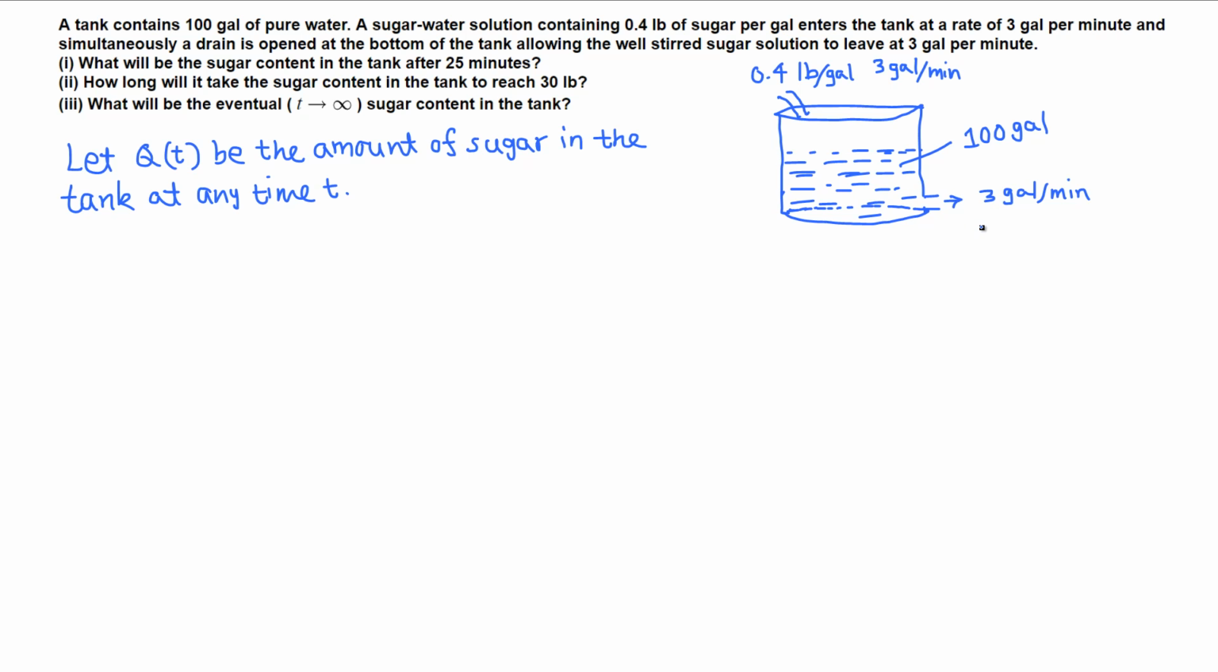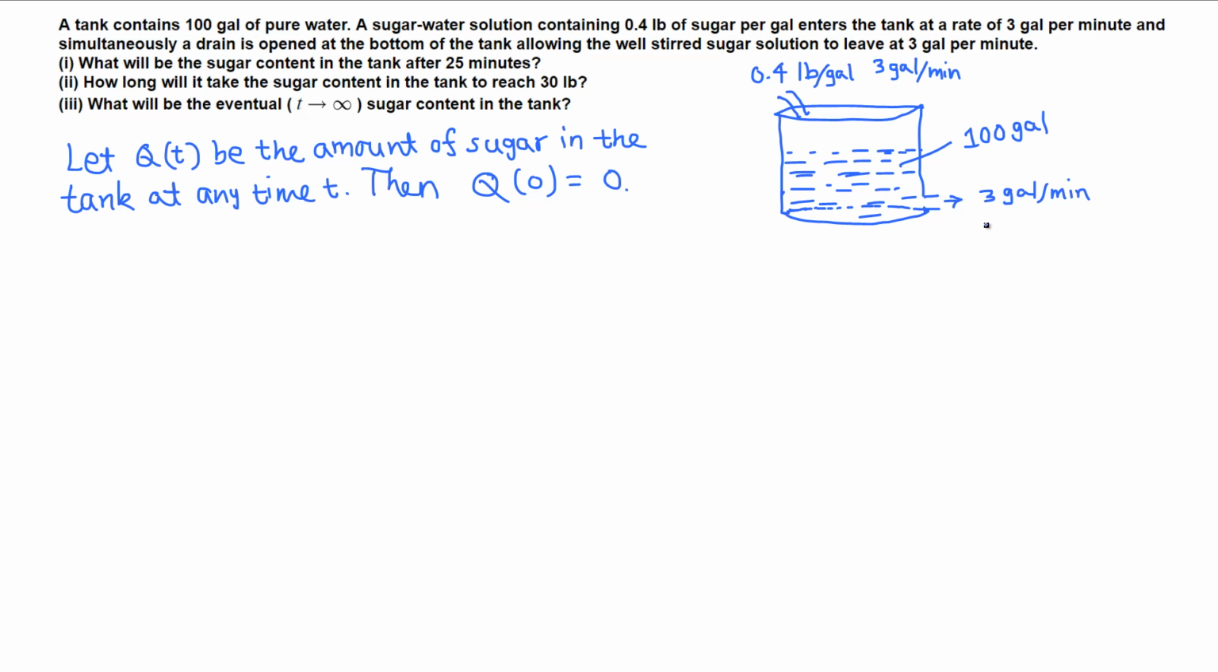So the concentration is always given by the amount of sugar divided by the volume. So in this case we assume, as usual, let Q(t) be the amount of sugar in the tank at any time t, and then initially there was pure water. That means the amount of sugar when time is 0, that's 0. The sugar amount is 0 when time is 0. So at any time t, the sugar amount is Q(t).